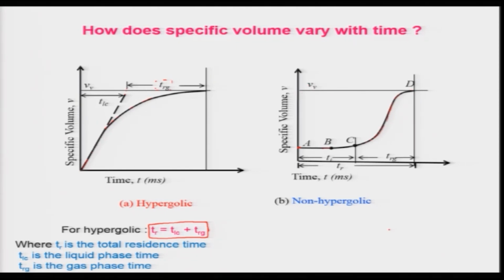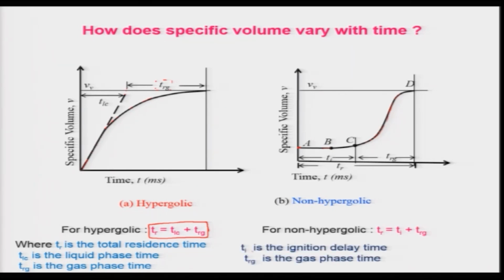In a similar manner, we can also define the total residence time Tr as the sum of Ti, the ignition delay time, and Trg, the residence time for the gas phase reaction. This total time must be provided such that complete combustion can take place for a particular length of the combustor.